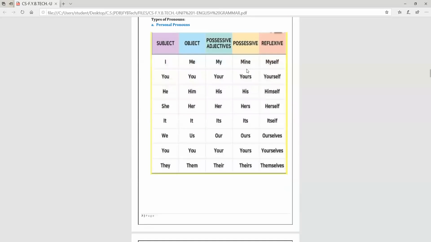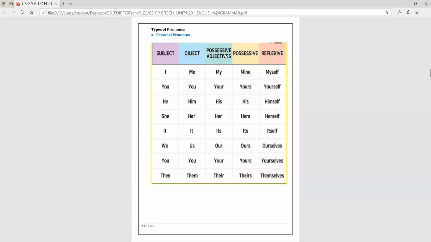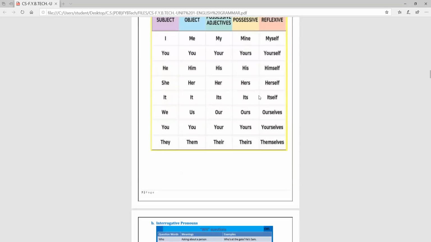And in the reflexive case, okay, when we add self to the possessive adjectives, we can form reflexive case. Means my plus self, myself, your plus self, yourself. His plus self, himself, means त्याचं. Okay, his self, we cannot create this word. his self असा आपण तयार करू शकत नाही. himself त्याचं, herself तिचं, itself त्यांचं.